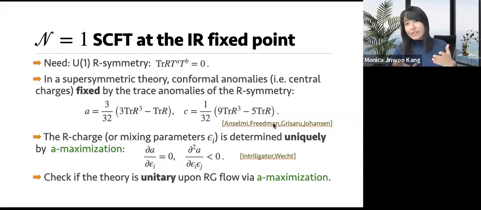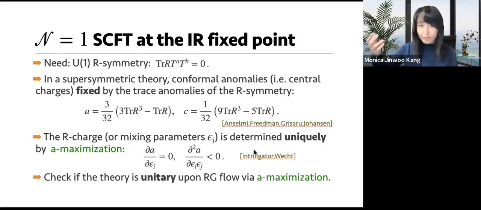Now, then we have a family of candidates for what's the correct R symmetries. And this can be entirely fixed by fixing the R charge or the mixing parameters. This is to be determined uniquely by the a-maximization, so that through this protocol, we'll be able to explicitly find the R symmetry, and thus we can get the conformal anomalies coming from thereof correctly. And further, we can check if the theory is unitary upon the RG flow by this a-maximization.